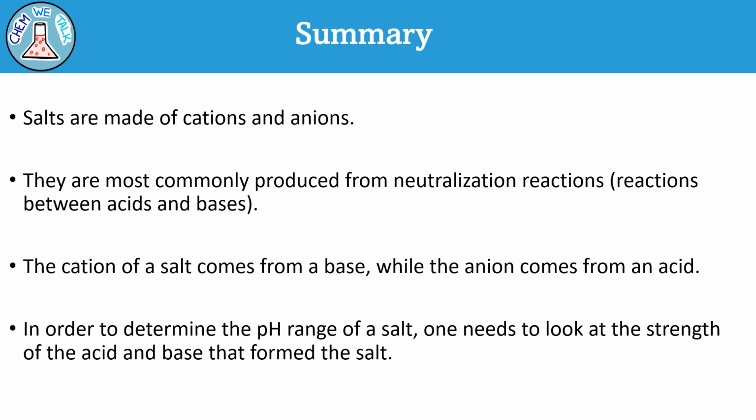All right, I'm glad we were able to make it this far. So let's do a quick recap of what we discussed today. Salts are compounds made of cations and anions, and they are most commonly produced from what we call neutralization reactions, which are simply reactions between acids and bases. The cation of the salt comes from the base, while the anion comes from the acid. And in order to determine the pH range of a salt, we need to do exactly what was done with the doodle example, where to determine the characteristics of the doodle, we had to look at the parents. The same thing needs to be done for a salt. If you want to understand the characteristics of a salt, one needs to look at the acid and the base that produced that salt.